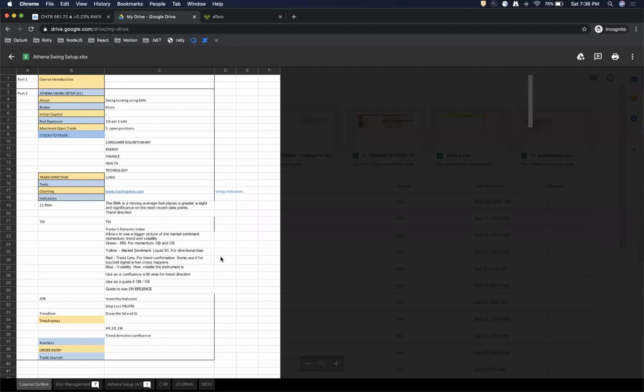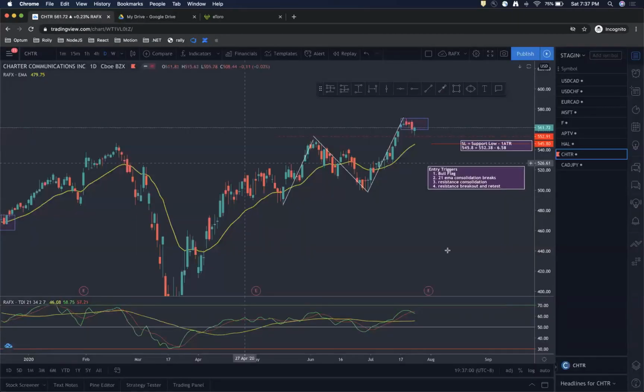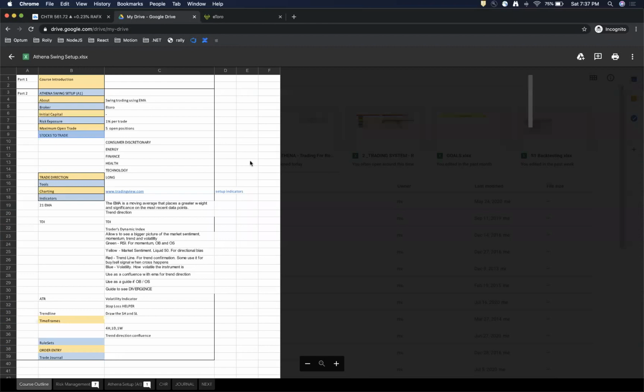The next is the red line, which is for trend confirmation. Some use it for buy and sell signals. I've seen in some forums that when that red line crosses the green, they sell, and if it crosses again, they buy, or vice versa. So basically, it's a trend line indicator.